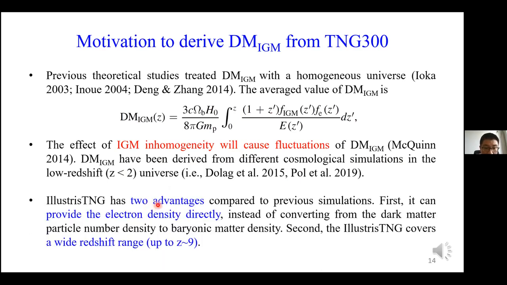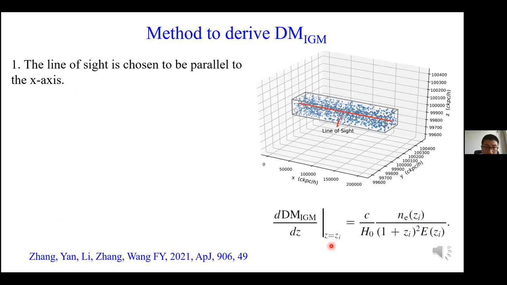IllustrisTNG has two advantages compared to previous simulations. First, it can provide the electron density directly, instead of converting from the dark matter particle number density to baryonic matter density. Second, the IllustrisTNG covers a wider redshift range, up to redshift 9. We introduced the method to derive DM-IGM.